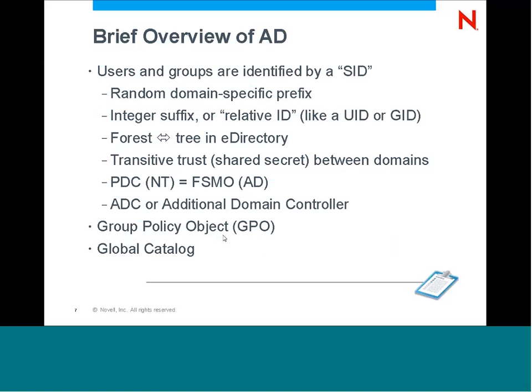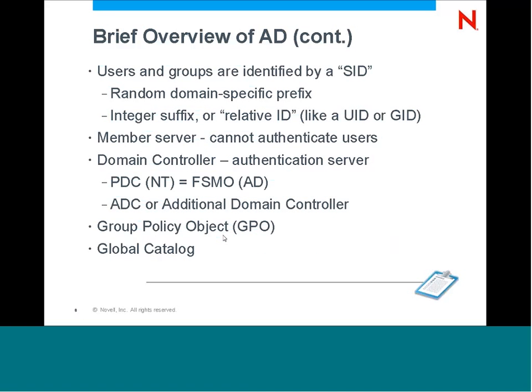So your users and groups are identified in AD with a SID. It's your security ID. And that security ID is broken up into two pieces. You have a domain-specific prefix. It's randomly generated at the time the domain is created. And then you have a RID, or relative ID, the integer suffix that's attached to it. Those two pieces together make up your SID, or your security ID. Same thing in DSFW.